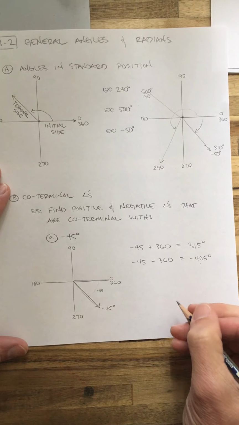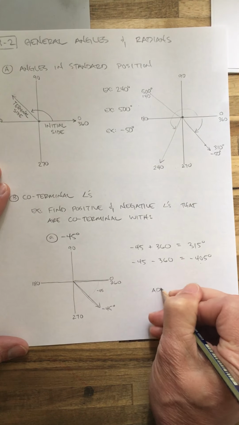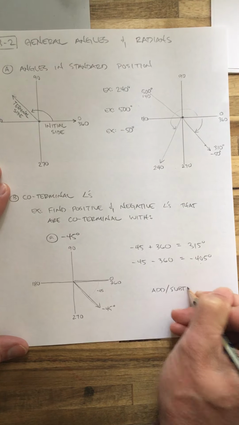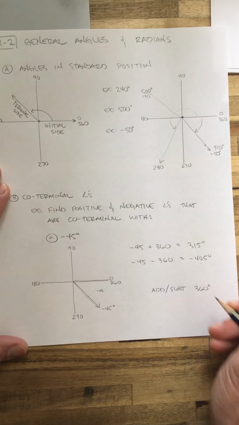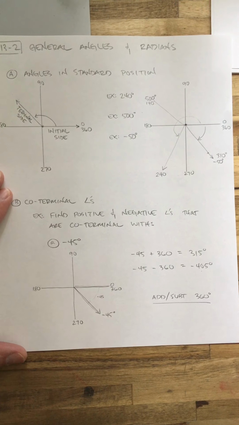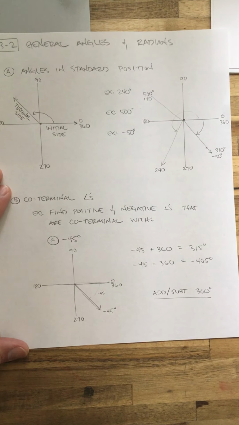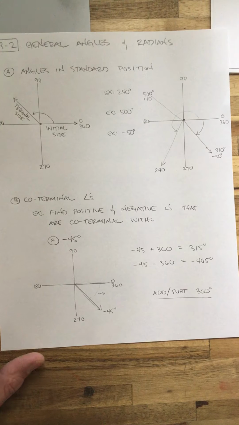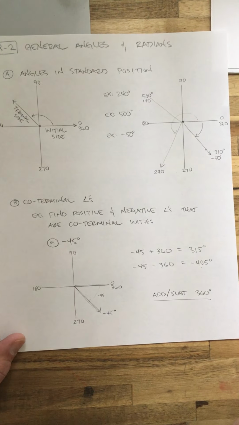So the gist of it is just add or subtract 360 degrees. That's the main idea for finding coterminal angles. That's all you have to do, really. I'm not going to overcomplicate it. I don't even think I'll give you another example.